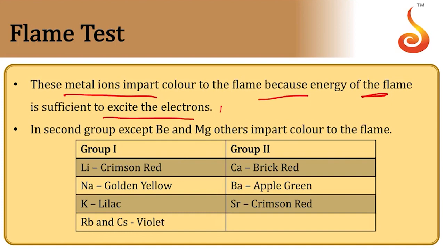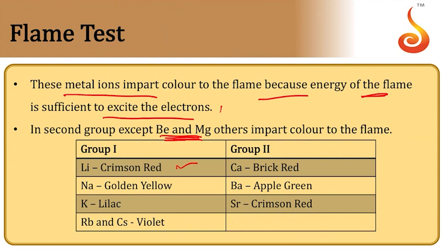Therefore, they impart color. After excitation and de-excitation takes place, during de-excitation of the electrons, the energy is liberated in the form of radiation that falls within the visible portion. Therefore, they impart color. In the second group, except beryllium and magnesium, the others impart color. That is because beryllium and magnesium are smaller in size and their electrons cannot be excited by the energy of the flame. In the second group, only Be and Mg do not impart any color to the flame, because of their smaller size and their electrons cannot be excited by the flame.